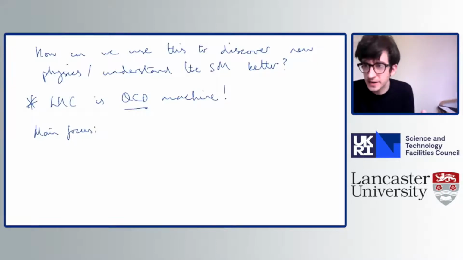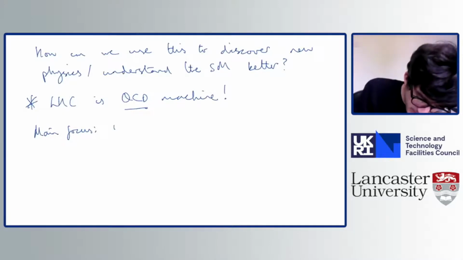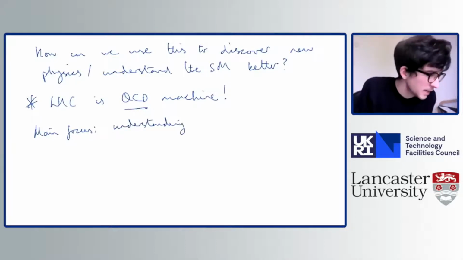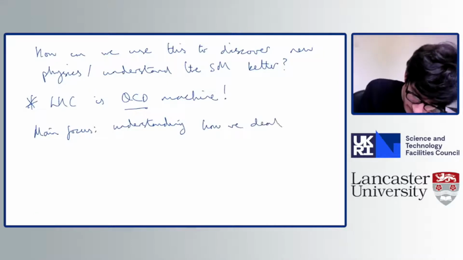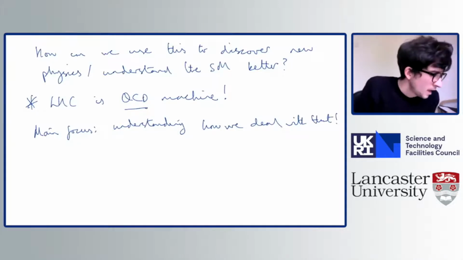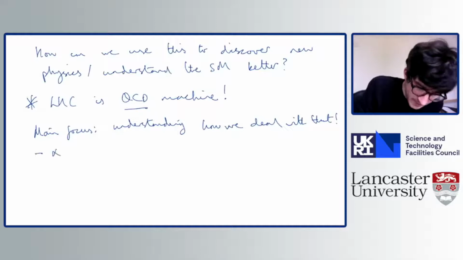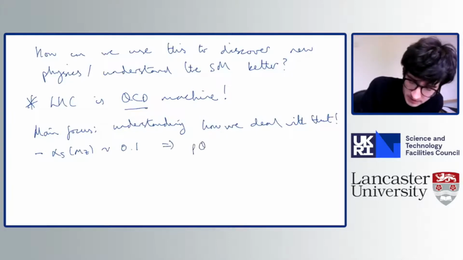You always need to understand it, and there are some key tools that you need to understand to make that relationship I've just talked about. So the main focus here is going to be on understanding how we deal with that. And there are a few take-home things. You'll have seen this already, which is that the strong coupling at M_Z is of order 0.1, so we can use perturbative QCD.